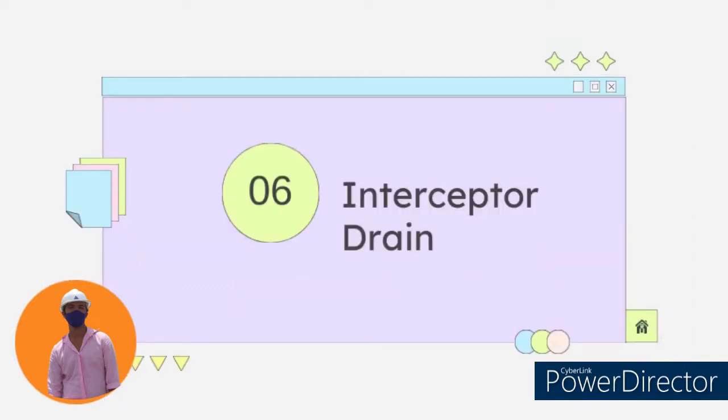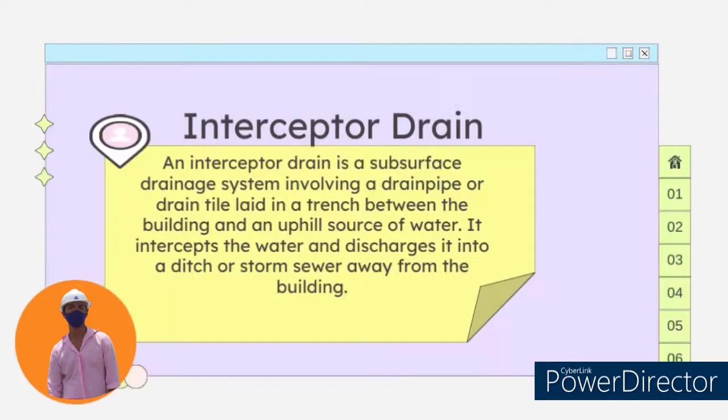Interceptor drain. An interceptor drain is a subsurface drainage system involving drain pipe or drain tile laid in a trench between the building and the uphill source of water. It intercepts the water and discharges it into a ditch and storm sewer away from the building.